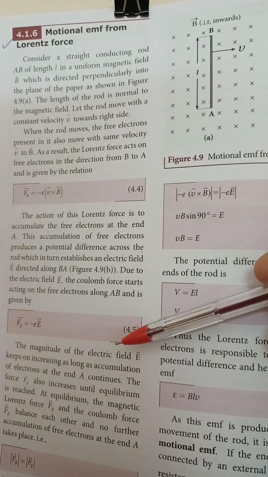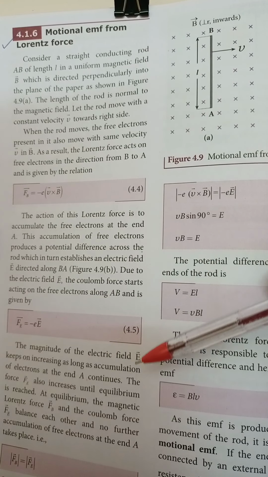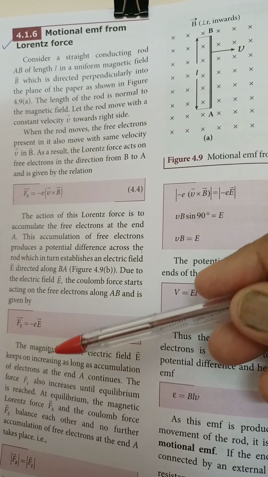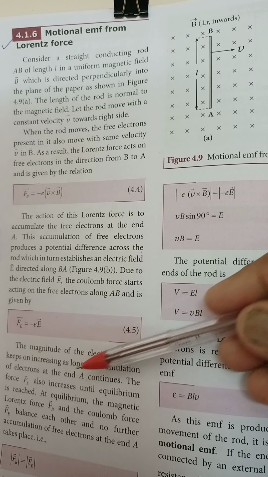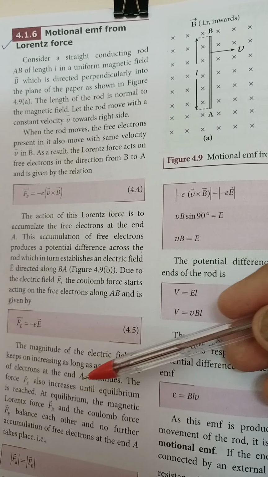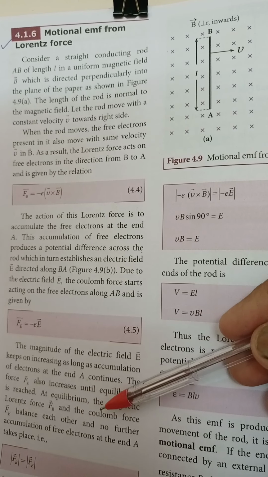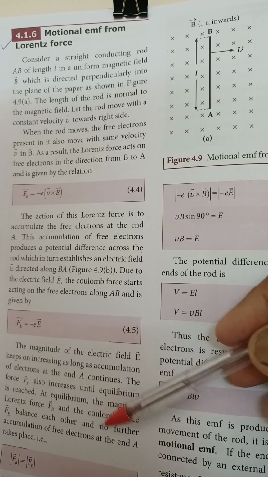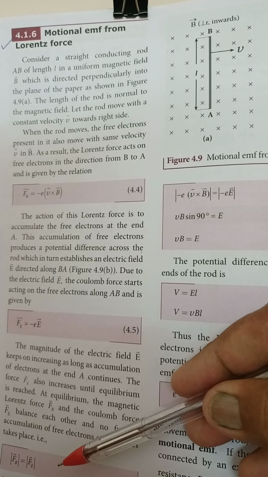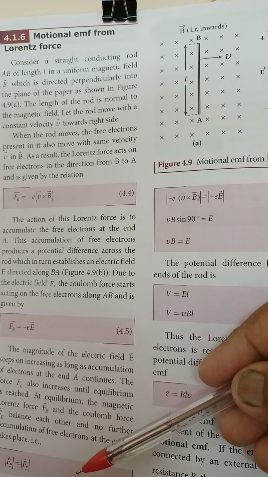The magnitude of the electric field E keeps on increasing as long as accumulation of electrons at the end A continues. The force eE also increases until equilibrium is reached. When the equilibrium is reached, the magnetic force Fb and the Coulomb force balance each other, and no further accumulation of free electrons at the end A takes place. So the magnitude of Fb is equal to the magnitude of Fe under the equilibrium condition.